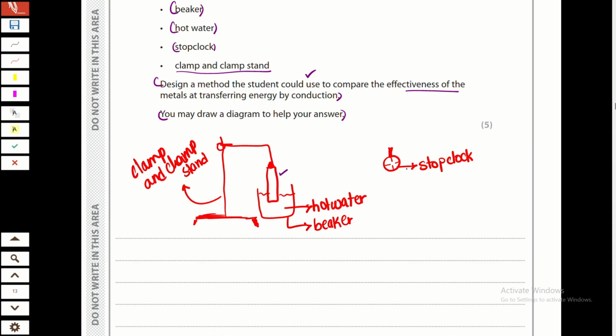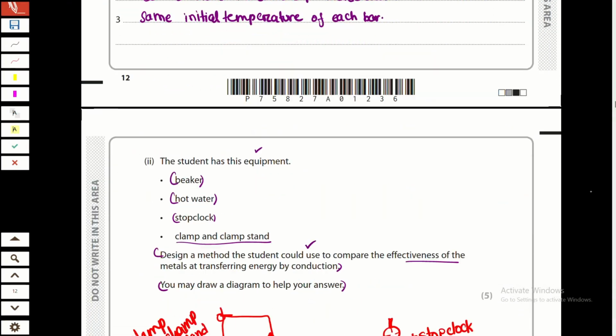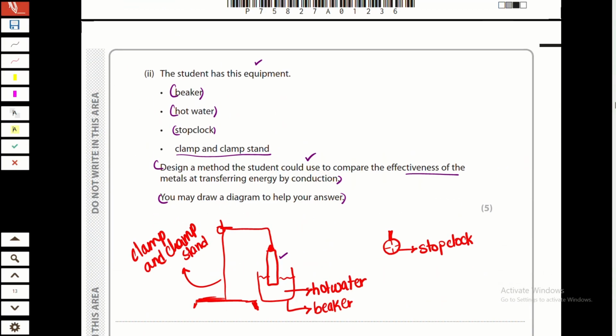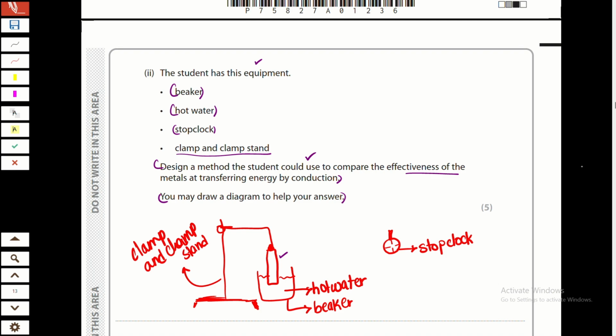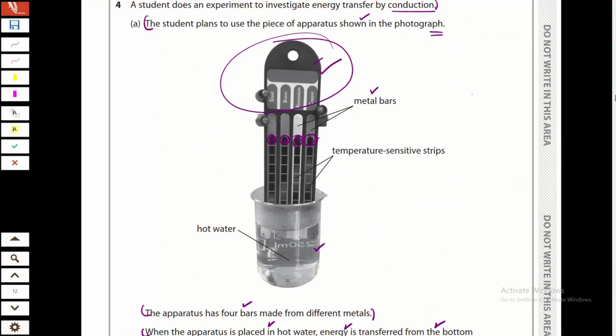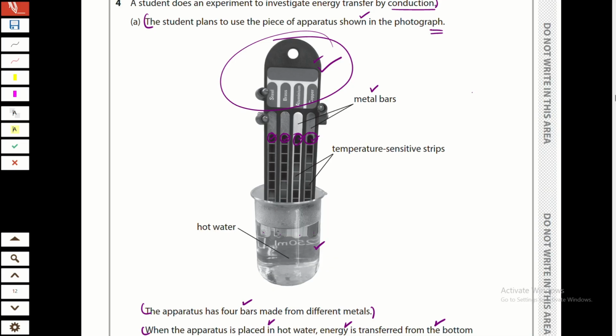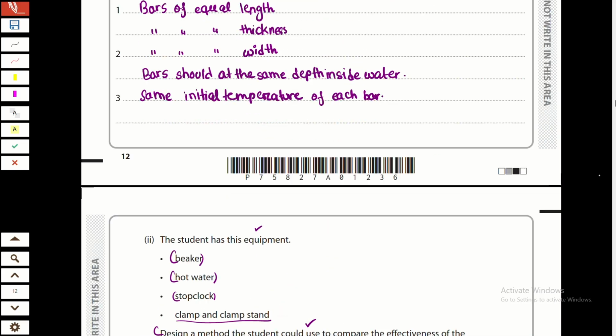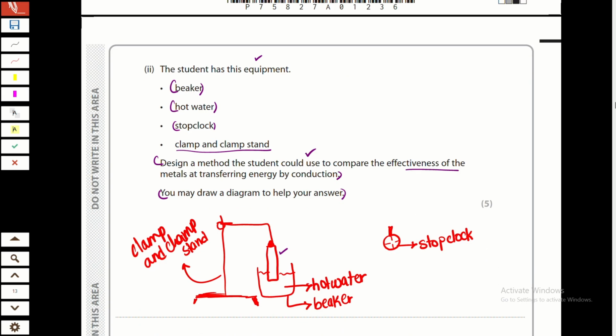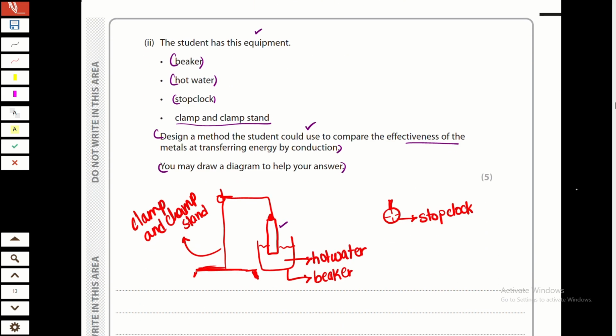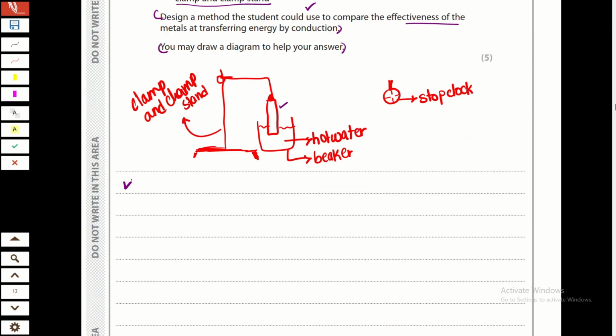First of all, the student needs to immerse the apparatus into the hot water and start the stop clock immediately. Then the student needs to wait for the top temperature sensitive strip to change color in case of all the metal bars. And then the student should record all these values in a table. The student should record the values in a tabular form. The student is going to record the time required for each corresponding type of metal. The student can then compare these values, and that will enable the student to compare the effectiveness of the metals in transferring energy by conduction.